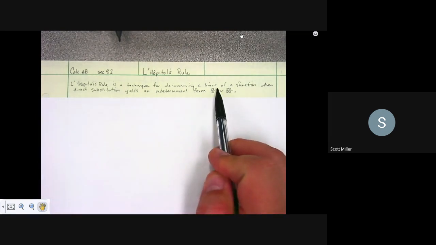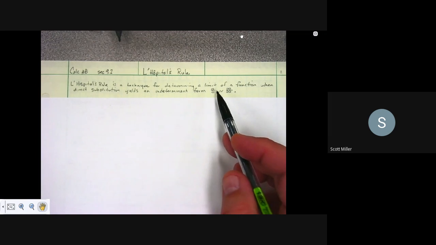Here are the two indeterminate forms we're going to be dealing with: 0 over 0 or an infinity over an infinity. These can also be negative infinities over negative infinity. Okay? So that's the indeterminate form. To do L'Hopital's rule, you must first establish that you have the indeterminate form. Then you may proceed with the rule. But you have to determine it first. Okay? Here's our L'Hopital's rule.